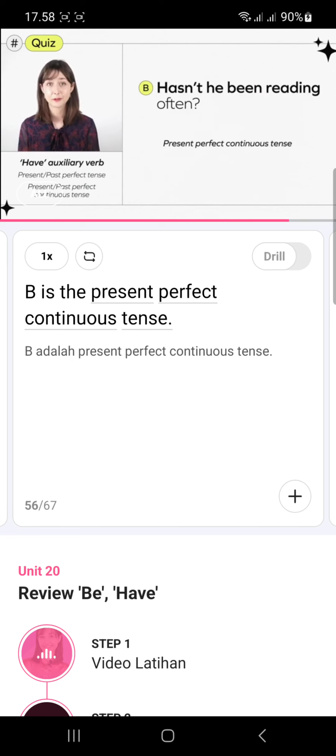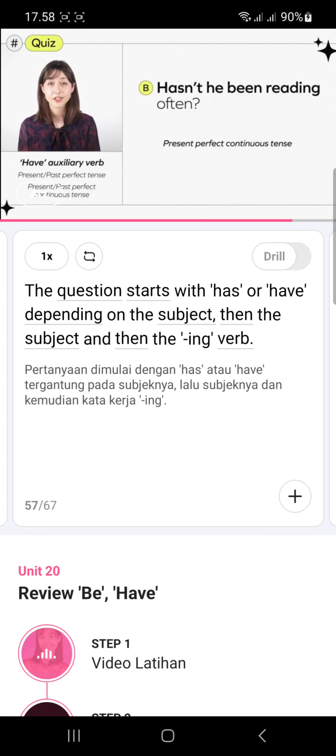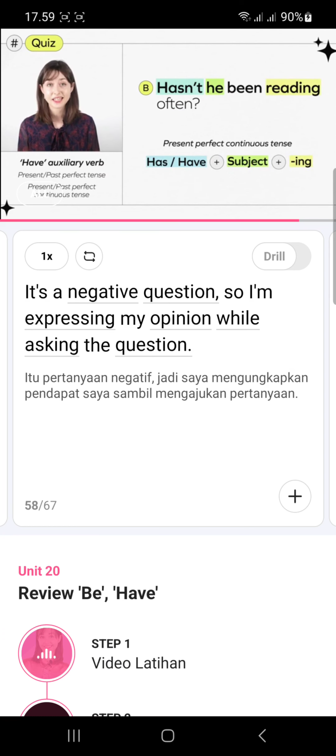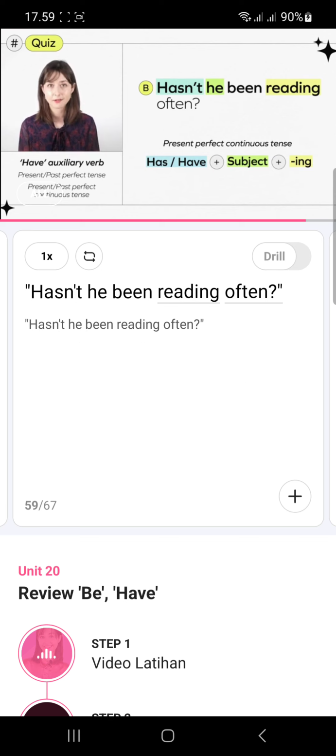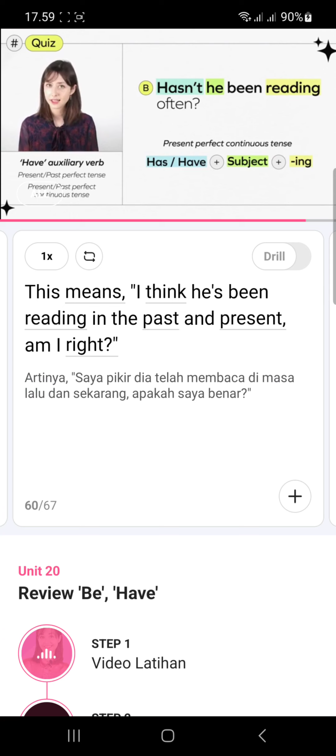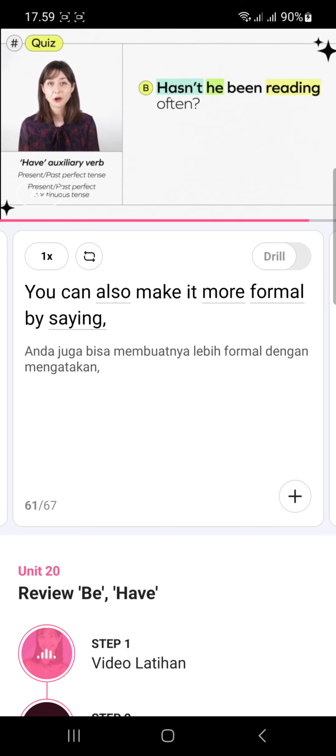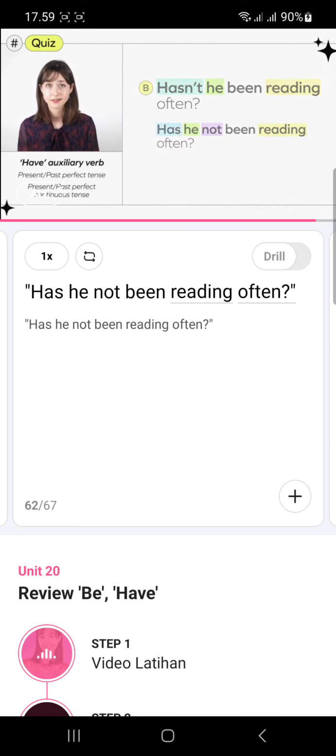B is the present perfect continuous tense. The question starts with has or have, depending on the subject, then the subject, and then the ing verb. It's a negative question, so I'm expressing my opinion while asking the question. Hasn't he been reading often? This means, I think he's been reading in the past and present. Am I right? You can also make it more formal by saying, has he not been reading often?